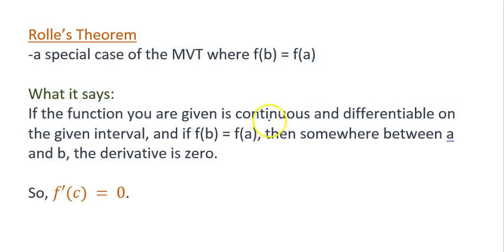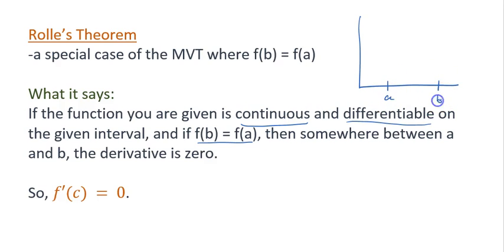You still have to have a function that is continuous and differentiable on the given interval. But with Rolle's theorem, the f of b and the f of a are equal. And again, that just means that the slope, that f of b minus f of a over b minus a, that part is going to be 0.